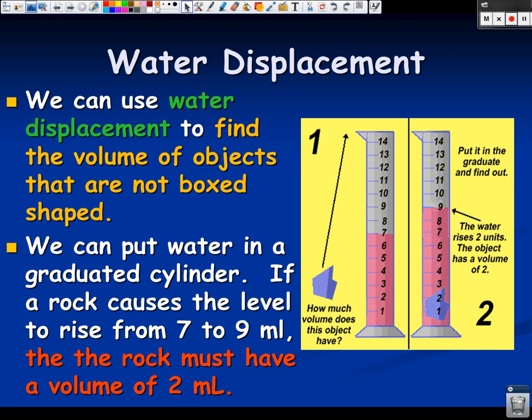In the past, I've had some students mess this up. Here's what they say. Do you see over here on the left-hand side of picture number 1, how much water is in that graduated cylinder currently? 7 milliliters. When you put the rock in, what did it go up to? 9. Some people in the past have taken this question and said the volume of that rock is 9 milliliters. Why is that incorrect? Okay. Was there already 7 in there? Yes, you have to take the difference of the 2.